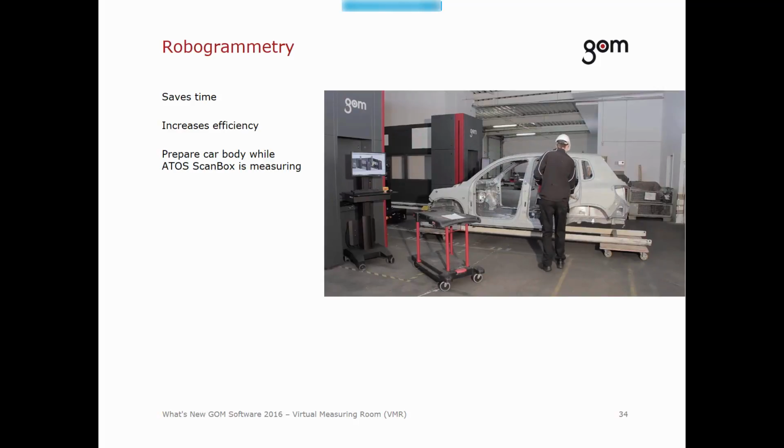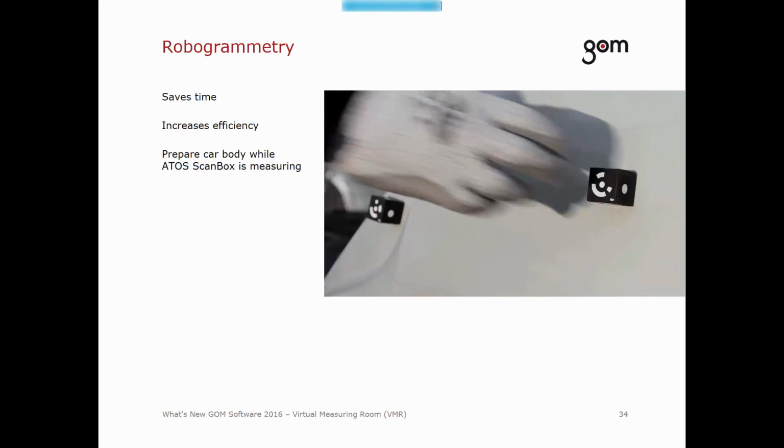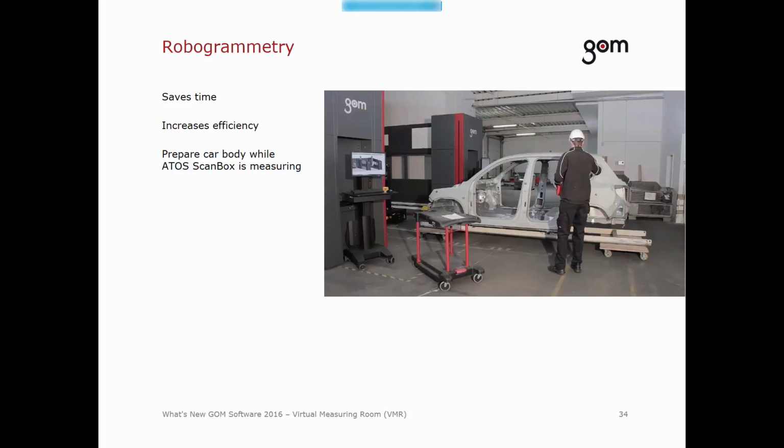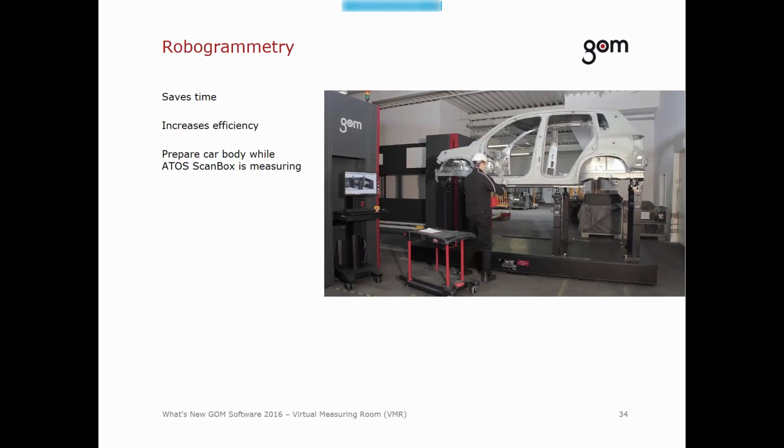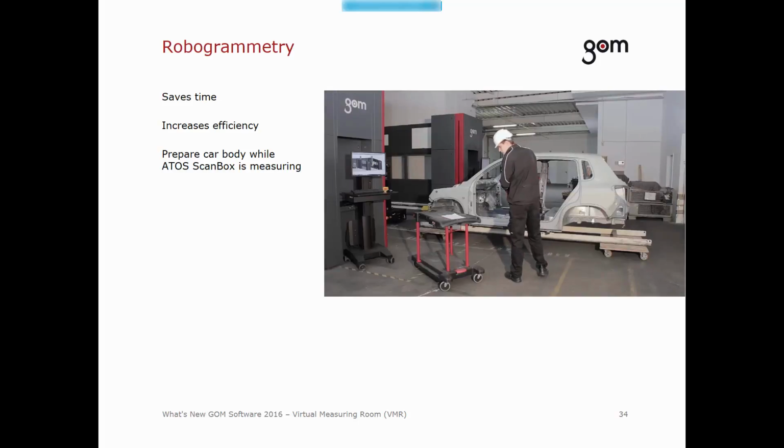This video shows the preparation of a car body with the reference cubes. The cubes can be applied outside of the scan box. Right after the scan box is done, the prepared car body can be loaded and measured. That way you can save time preparing another object while the scan box is active.